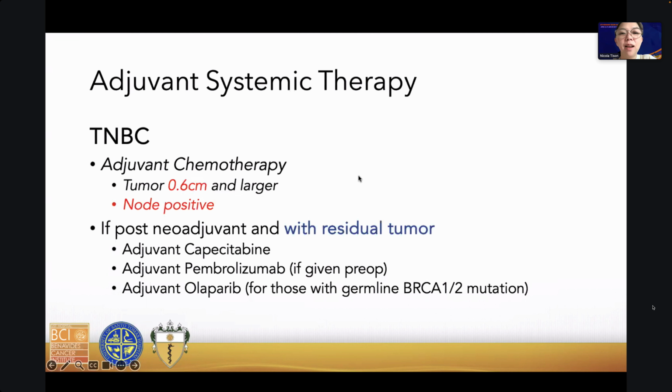They are no longer investigational. So we will go through the different tumor subtypes and systemic therapy recommendations. So I highlighted the size. In general, any node positive warrants adjuvant chemo. For triple-negative breast cancer, we will usually recommend adjuvant chemo if your tumor size is 0.6 cm and larger. In the post-neoadjuvant setting with residual tumor, we may give additional adjuvant treatment like capecitabine, pembrolizumab, or olaparib.